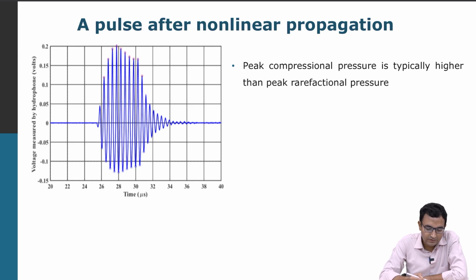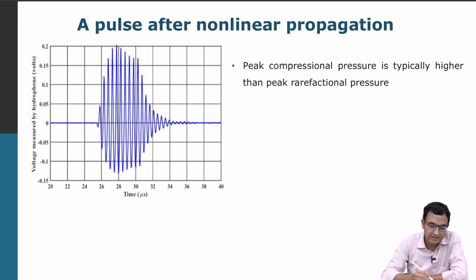So here is an example of some data we captured in our lab. This is a pulse, a relatively short pulse. This pulse has propagated a certain distance, and initially this pulse was shaped like a sine wave. But now if I look at the peak positive or peak compressional pressure, this is in voltage units, so it has not been converted to pressure, but nonetheless it's 0.2 units. Let's call it arbitrary units, 0.2. But if you look at the rarefactional phase, it is not even 0.15.